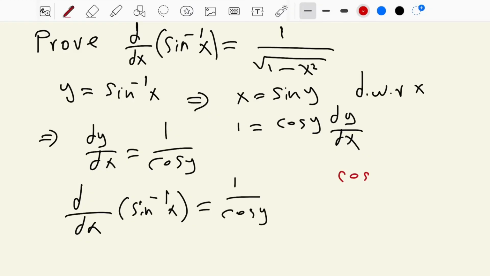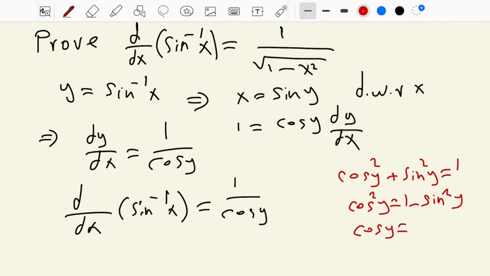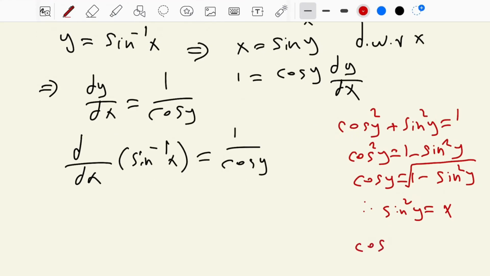Also we know that cosine squared y plus sine squared y equals 1. So cosine squared of y equals 1 minus sine squared of y. Then cosine of y equals the square root of 1 minus sine squared of y. Also sine y equals x and sine squared of y equals x squared. So cosine y equals the square root of 1 minus x squared.